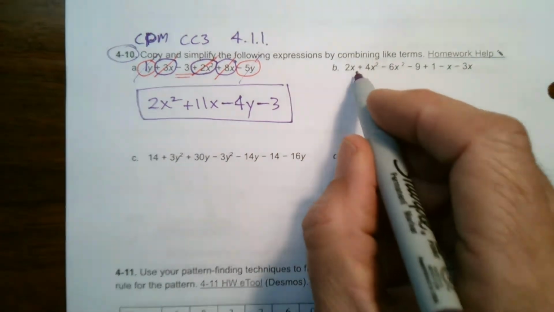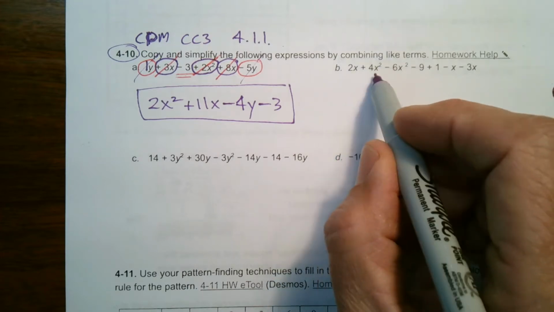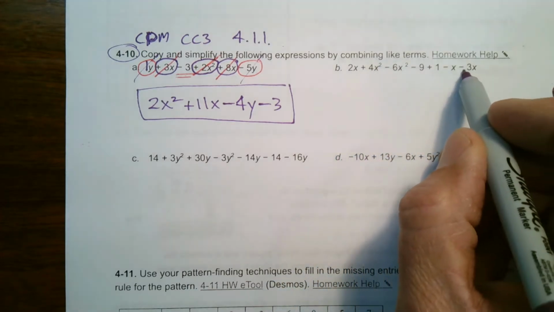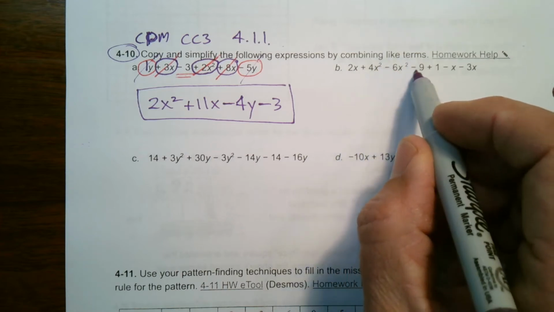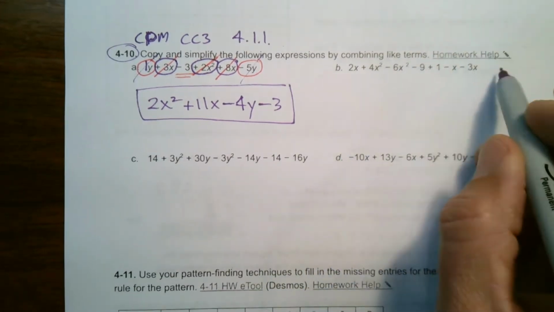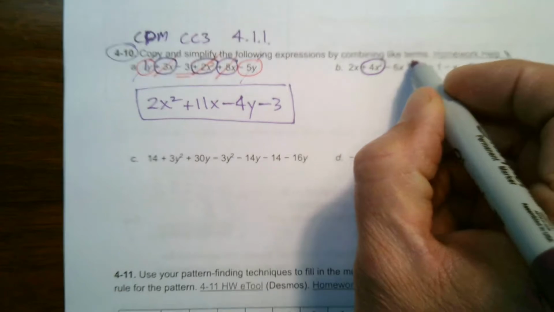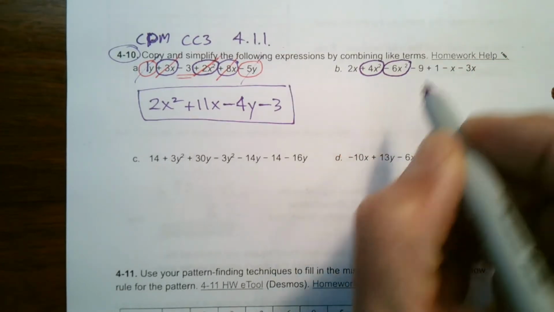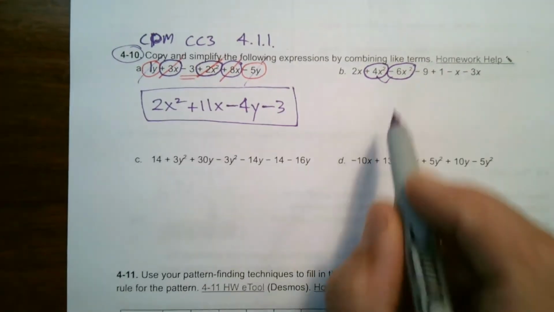So let's do the same thing with B. B, if I look at all my terms, right? All the terms are separated with minuses and pluses. So the addition and subtraction signs are what separates terms. So once again, I look for the one that has exponents, and I see that there's a positive 4x squared and a minus or negative 6x squared. Those two can combine because they both have x squareds.